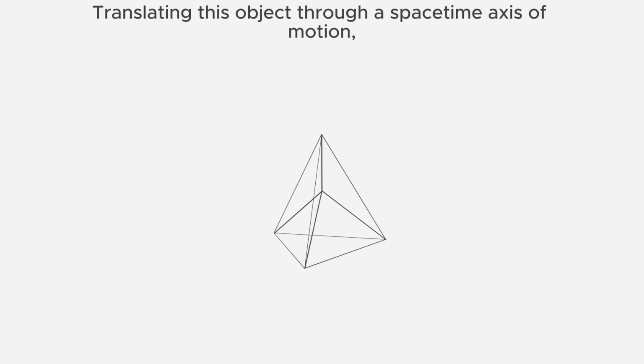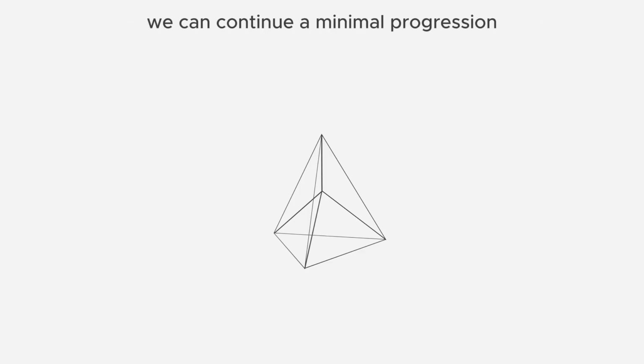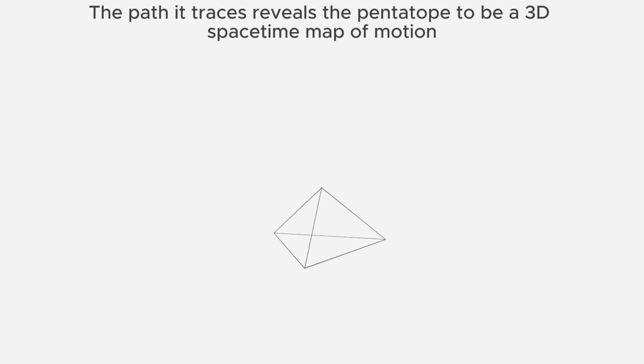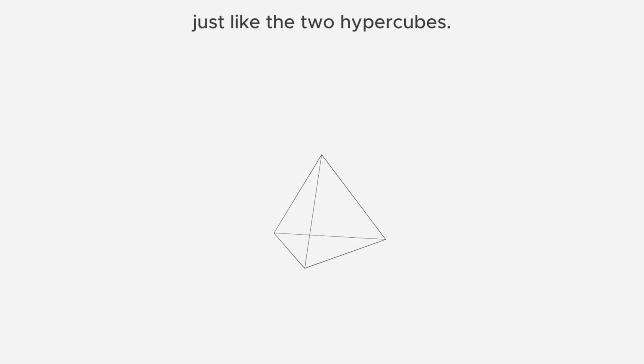Translating this object through a spacetime axis of motion, we can continue a minimal progression and move just one vertex of the tetrahedron down into the center. The path it traces reveals the pentatope to be a 3D spacetime map of motion, just like the two hypercubes.